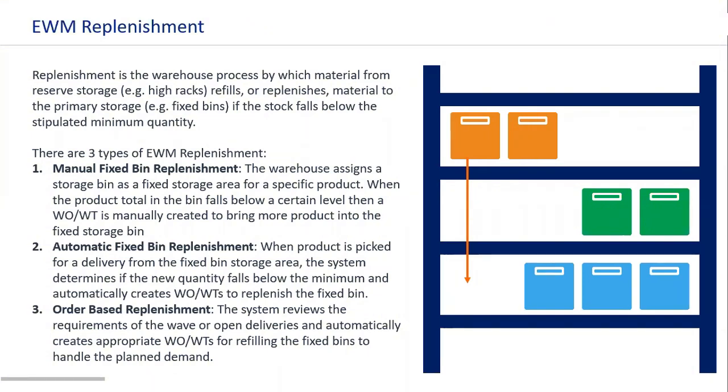Automatic fixed bin replenishment. So when product is picked for a delivery from the fixed bin storage area, the system determines if the new quantity falls below the minimum and automatically creates a warehouse order or warehouse task to replenish the fixed bin. So that would be very much like our IMI today, I would imagine, Neil, where it's automatic. It gets to a certain point. Yeah, you've got replenishment triggers on it. As soon as it drops below that, it fires off a replen to your pick location.